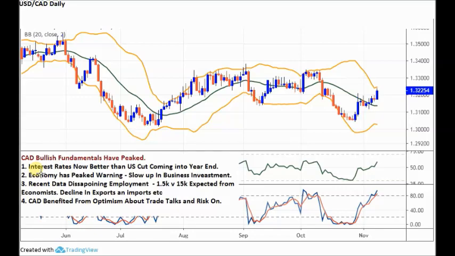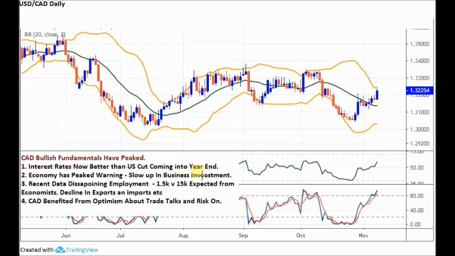You can obviously just trust the commercials if you wish when they diverge against speculators, but we just like to work out what we think the commercials are thinking. Now, in terms of interest rates, they're now better in Canada than in the US. And speculators take that as really bullish. Well, is it? The answer is no, because there's a cut coming in Canadian interest rates, probably into year end.